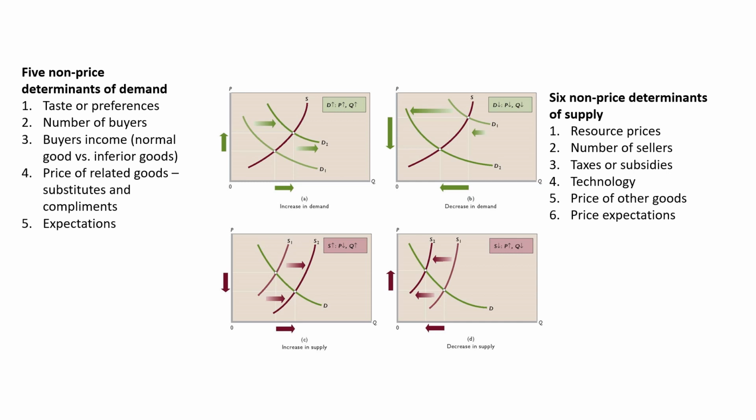If resource prices become less expensive, a rightward shift in supply. Graph C, new equilibrium, price down, quantity up. Again, be certain you understand what happens to equilibrium price and quantity when there's a shift in demand or supply. Number of sellers, and again, very easy. More sellers enter a market, rightward shift in supply. Sellers exit a market, leftward shift in supply.